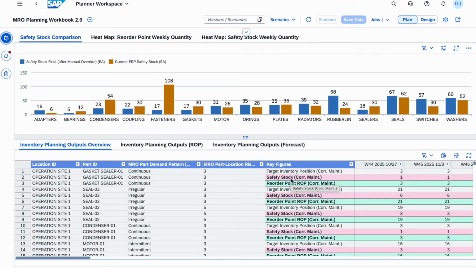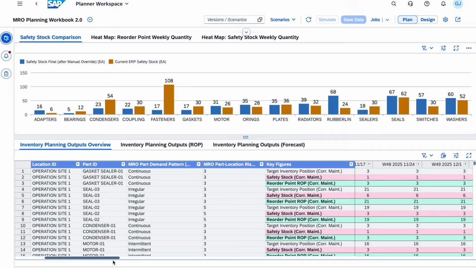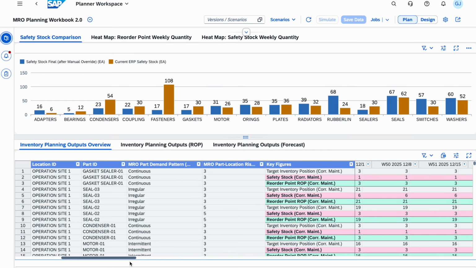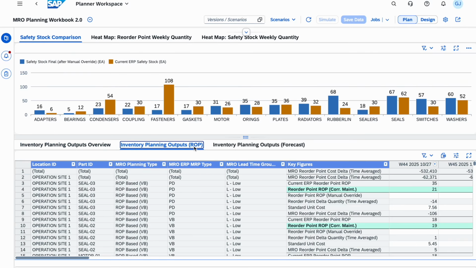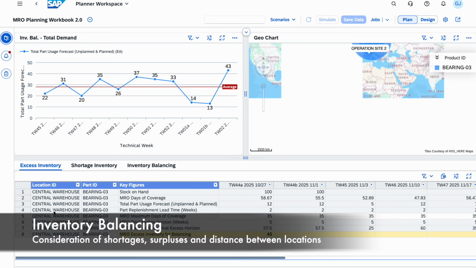Our OP model when demand is not forecastable. Forecast-based when demand is predictable. Outputs flow directly to execution. Short-term where ERP generates purchase requisitions. Longer-term where collaboration with suppliers through business networks takes place. This ensures stock availability without overinvesting in inventory.